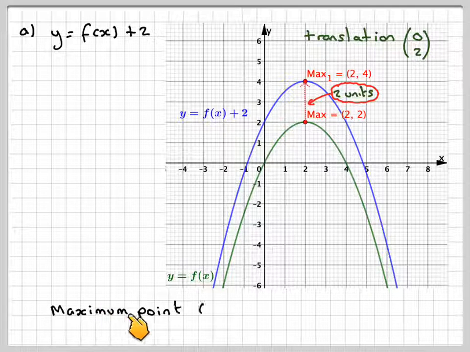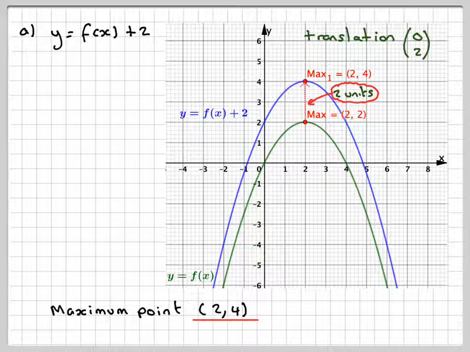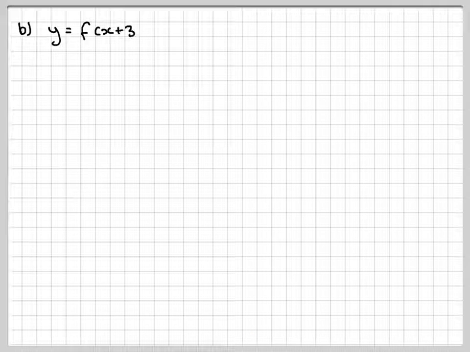So we'll write down the answer. Maximum point is (2, 4). Now part b, y is equal to f of x plus 3. So let's just go back to my GeoGebra app.